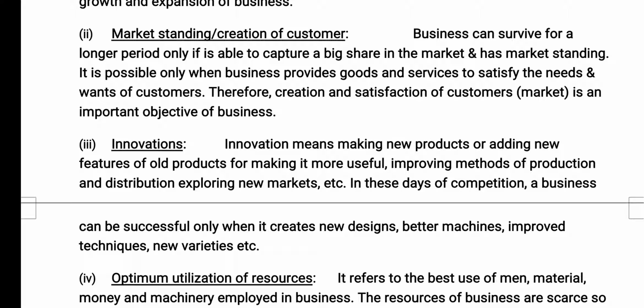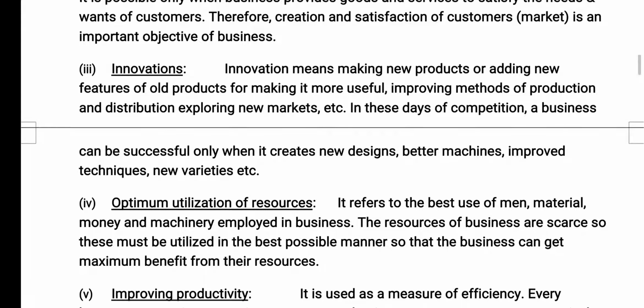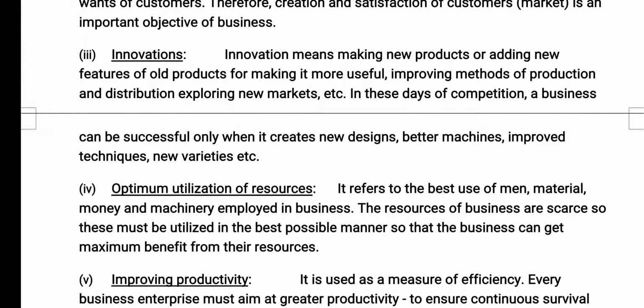So your first and main objective is to create and satisfy the customer in the market so that you can increase your goodwill in the market as well as your investment in the market. The next one is innovations. Innovation means making new products or adding new features to old products to make them more useful, improving methods of production and distribution, exploring new markets, etc.